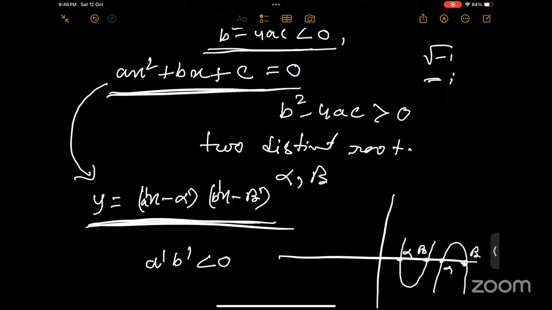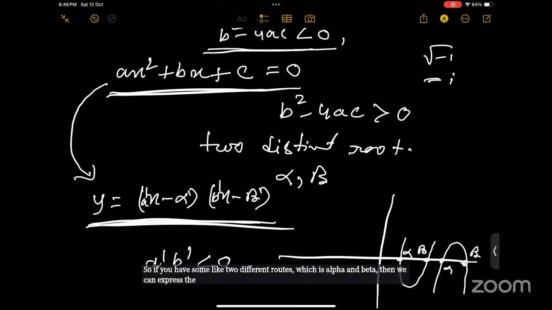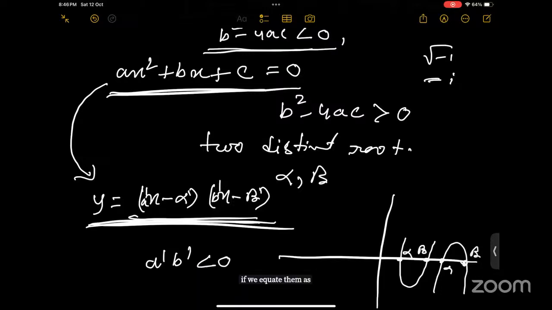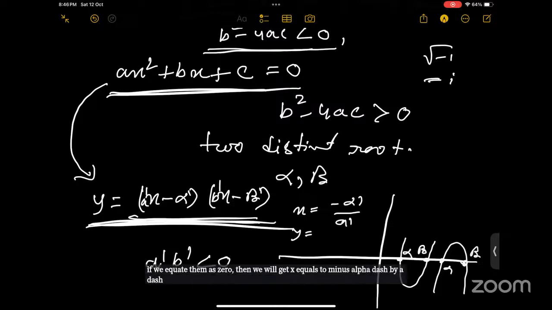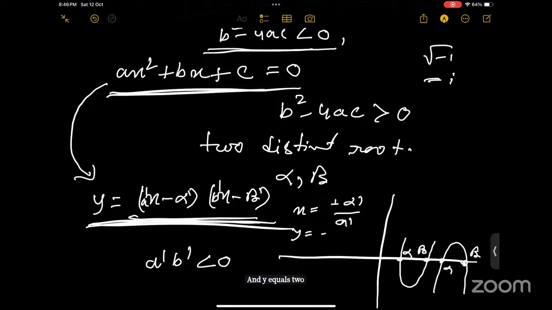If you have two different roots, alpha and beta, then we can express the equation in such a form. If we equate them to 0, then we will get x equals minus alpha dash by a dash and y equals plus beta dash by b dash. So basically, if we have two distinct roots, we can express the equation in the intercept form.